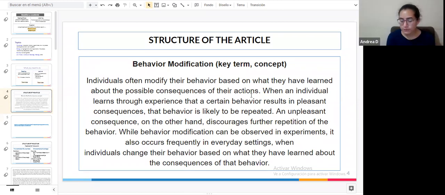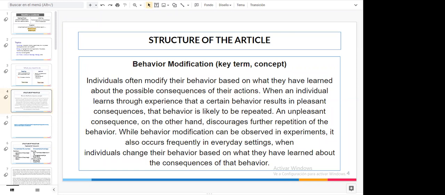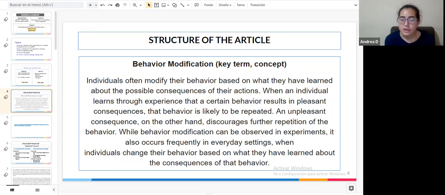Okay, thank you so much, Luca, for reading. Okay, first of all, any words, any new words, any vocabulary here? No? Okay, so then can you guys tell me what the definition of behavior modification is or where we can find that in the text?